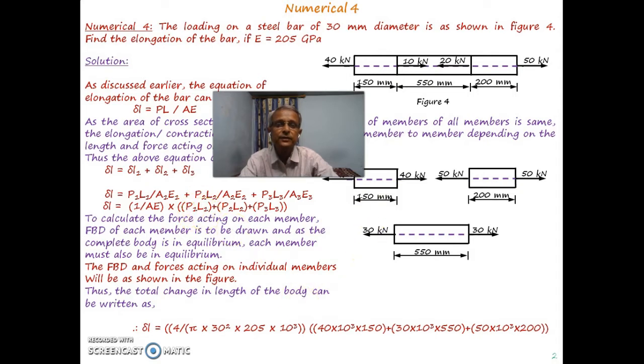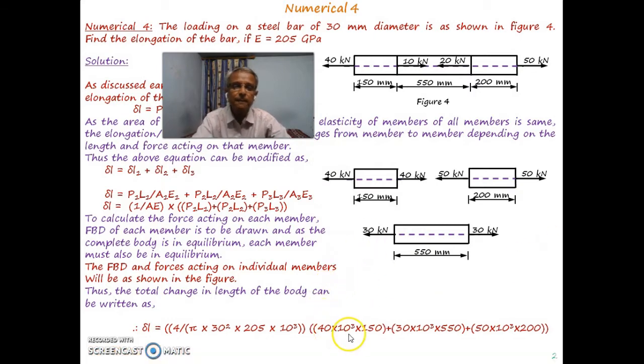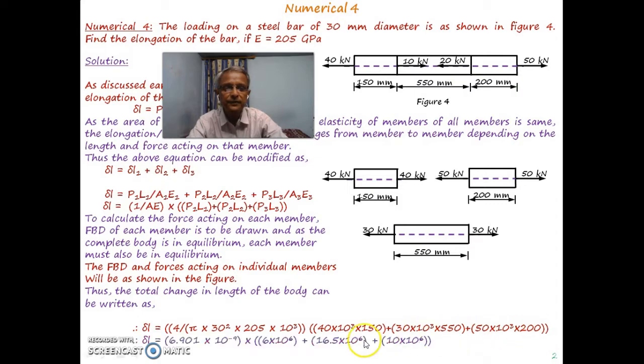For the first segment, it was 40 kilonewton assumed. So 40 into 10 to the power 3, converted into Newton, and 150 mm is its length. So 40 into 10 to the power 3 into 150 stands for P1 L1. Similarly P2 L2 and P3 L3. If we calculate P1 L1, it gives 6 into 10 to the power 6. P2 L2 gives 16.5 into 10 to the power 6.